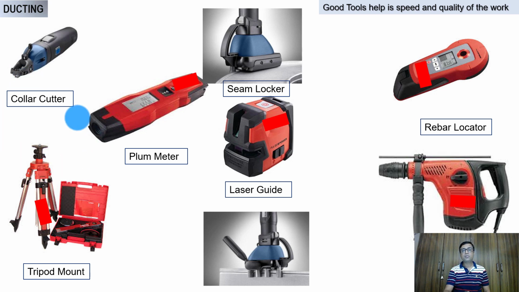Instead of a spirit level, we can get a plumb meter, which will give proper alignment. Seam locks, all these longitudinal joints, Pittsburgh or all, can be easily done at site, very, very fast, other than putting hammer and using manual effort. This can save a lot of time.